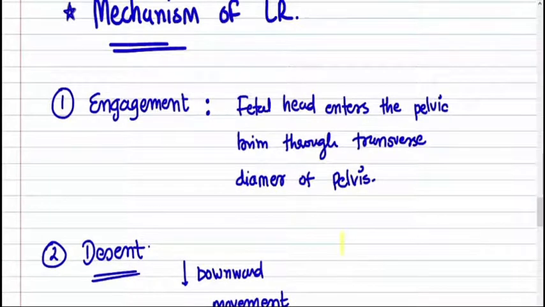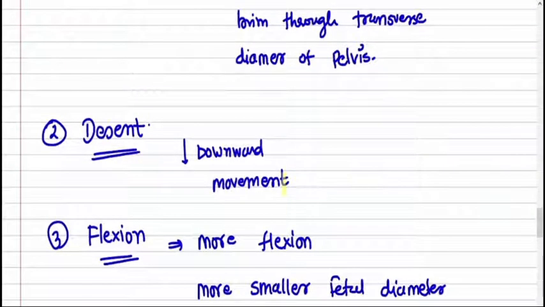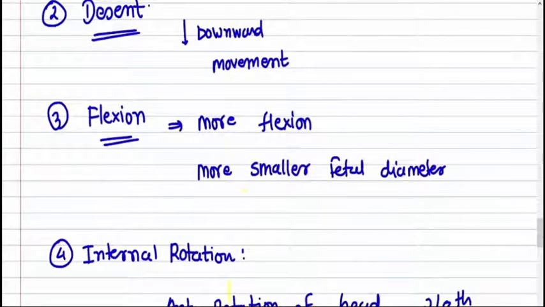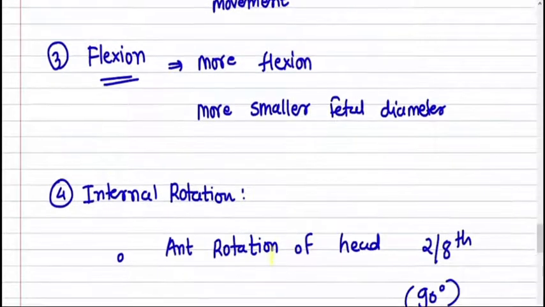Now let's talk about the mechanism of labor. It's very important to understand. Engagement means that the fetal head enters into the pelvic brim through the transverse diameter of the pelvis. Now comes descent. Descent is a continuous downward movement of the fetus from the uterus towards the vagina. Then flexion, that means the attitude of the fetus should be more and more flexed, because once the fetal head is more and more flexed, the smaller diameter of the fetus is available for engagement, which is very easy.